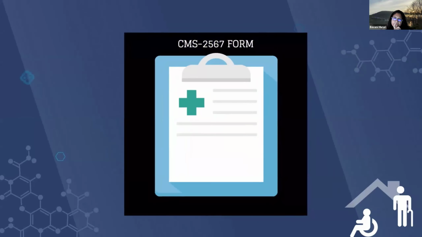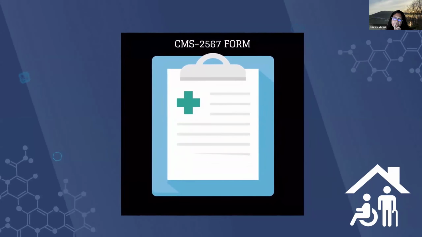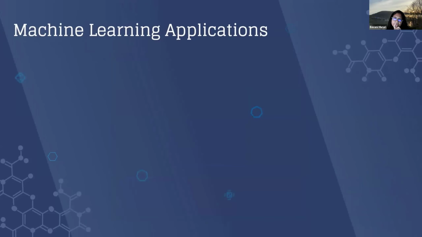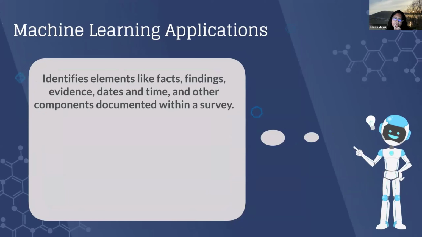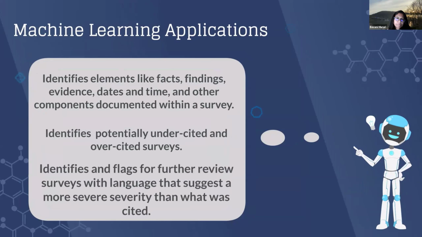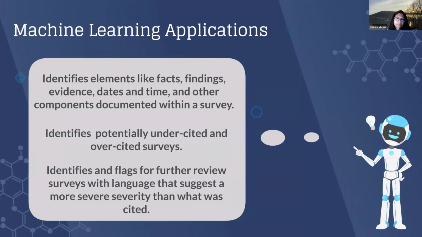CMS collected responses from a nursing home survey form, 2567, and needed support ingesting, analyzing, and visualizing the data. ML and NLP simplify this task by identifying elements like facts, findings, evidence, dates and time, and other components documented within a survey. The solution identifies the potentially undercited and overcited surveys, and it uses ML to flag for further review surveys with language that suggests a higher severity than what was cited.